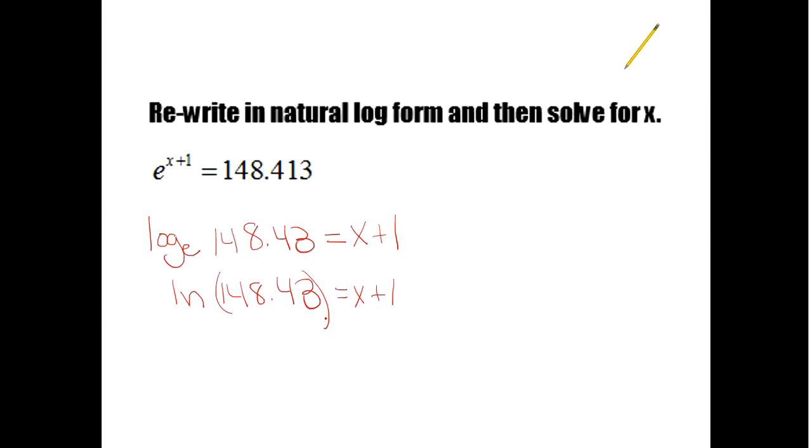So go ahead and quickly find that ln key that I was talking about earlier and type in ln of 148.43. You get something really close to 5, right? It's like 4.999, something like that. So I rounded it up to 5. So ln of this is equal to 5. So I got x plus 1. So let's solve for x, subtract 1. So I get 4 equals x for my answer.